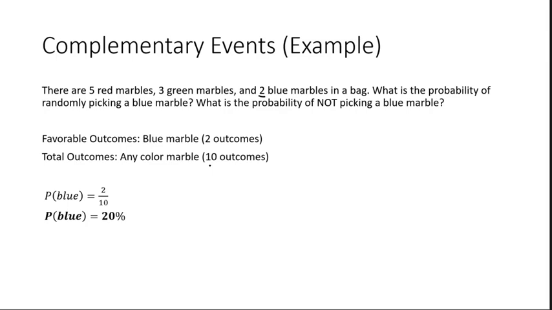So to find the probability of it not being blue, which would be the complement, we would take 100% minus 20% to get 80%. So if there's a 20% chance of picking a blue, there's an 80% chance of not picking blue.